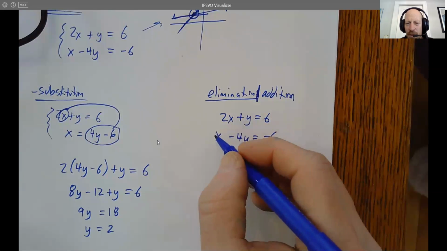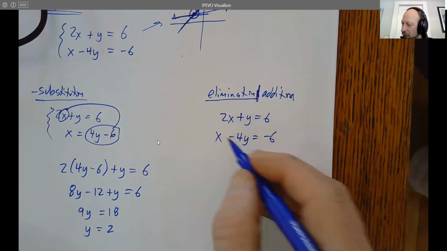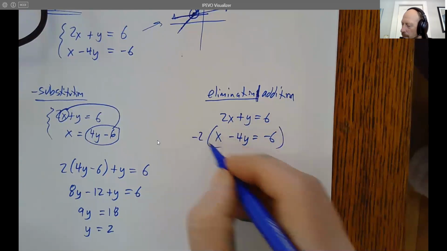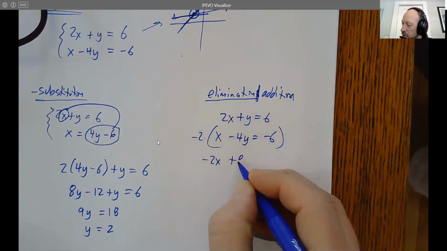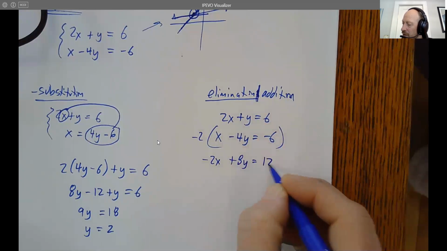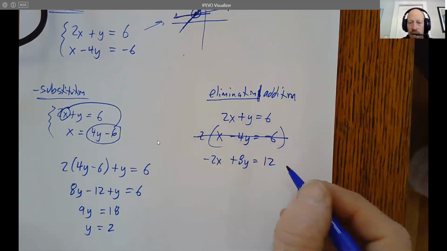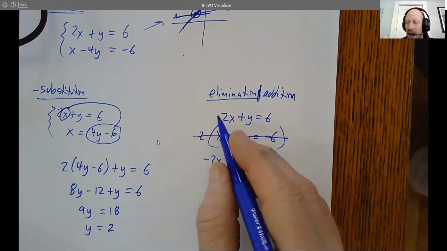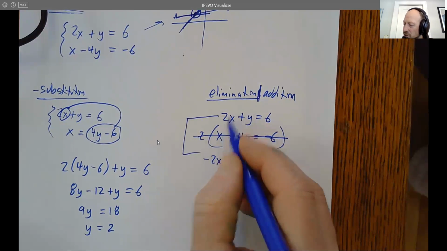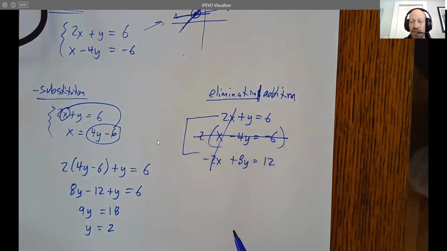So what I'm going to do is multiply this bottom equation by negative 2. Be very careful here that you don't make a little error, right? I've got to make sure I get all my signs and values right. Now I can add these two equations together, and notice those x's are going to cancel.